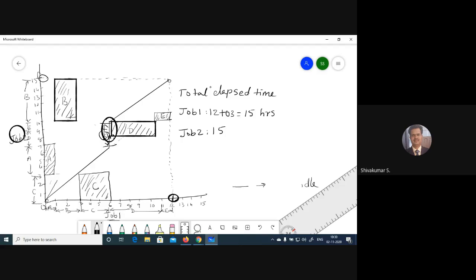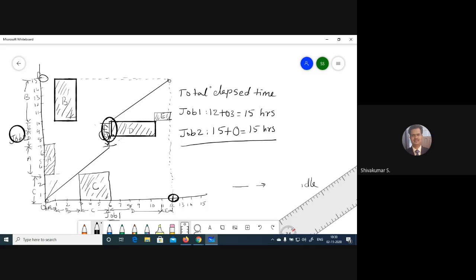15 hours. Plus check out whether you have any horizontal lines. No horizontal lines here, so it means that you don't have any idle time for job 2. So it is going to be 15 hours only for job 2 also. Okay, that's how you're finding the total elapsed time.